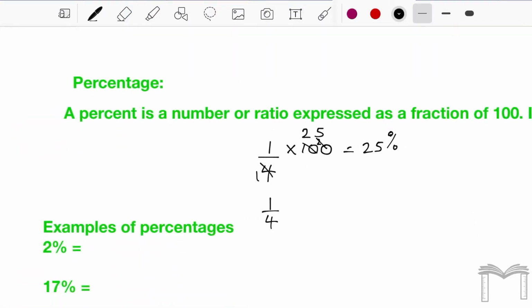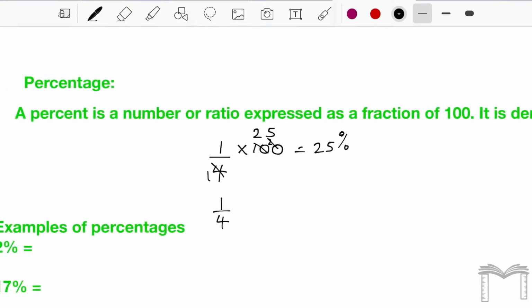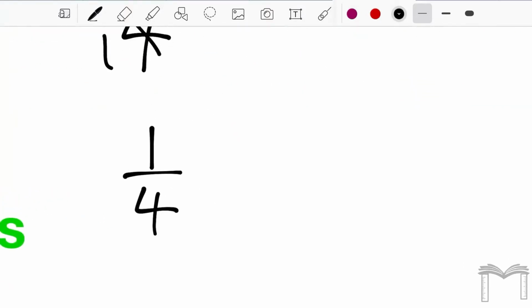remember the definition says that we are simply expressing a ratio where the denominator is 100. In this case, we are talking about 1 pencil out of 4 stationaries. It's obvious that we don't have 100 stationaries. So what we are doing is using this quarter, taking this quarter and creating an equivalent fraction where the denominator is 100. So if we multiply the 4 by 25, we will get 100.